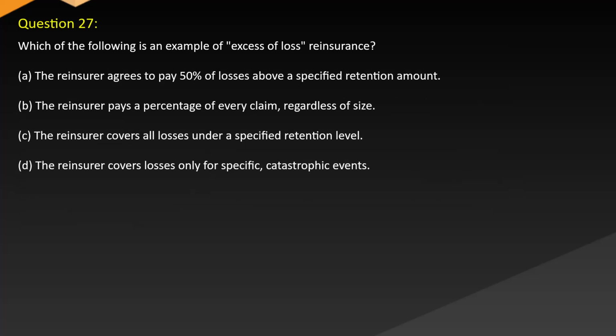Question 27. Which of the following is an example of excess loss reinsurance? A. The reinsurer agrees to pay 50% of losses above the specified retention amount. B. The reinsurer pays a percentage of every claim regardless of size. C. The reinsurer covers all losses under a specified retention level. D. The reinsurer covers losses only for specific catastrophic events.